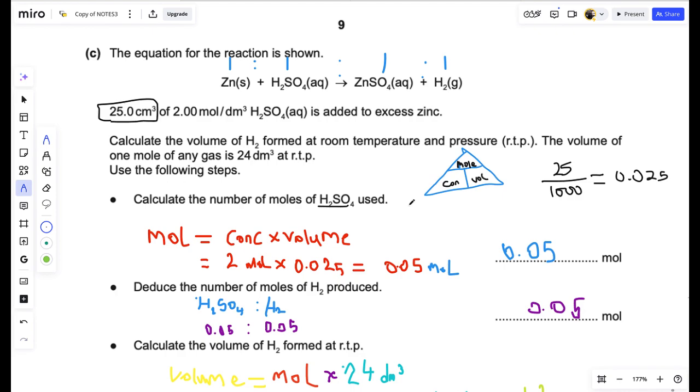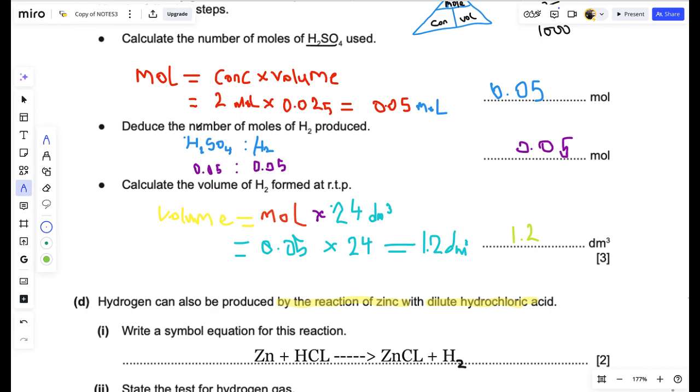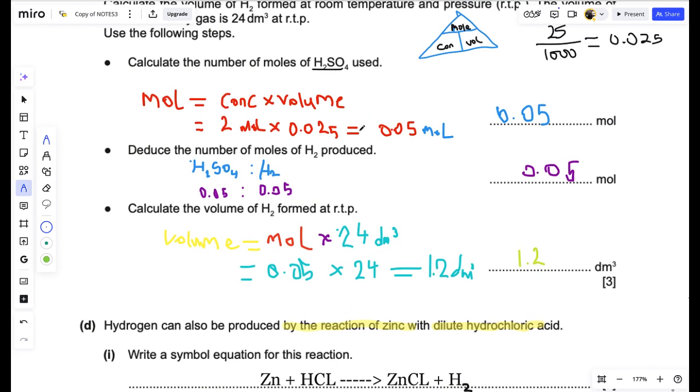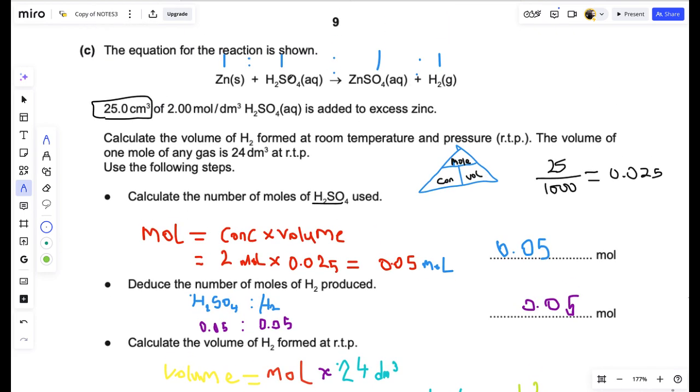So that's for the first one. We go to the second one. It says, deduce the number of moles of hydrogen produced. Like I already explained, because they have the same molar ratio, hydrogen is same as the sulfuric acid we just calculated. So the mole we calculated for sulfuric acid will be the same mole for hydrogen. But if this number was 3, we would have multiplied this answer by 3.